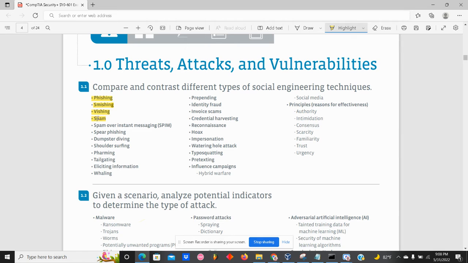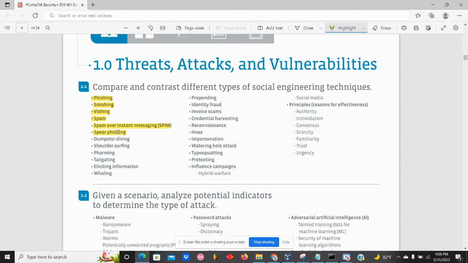Spam. Spam is email spam, essentially, and it may or may not contain anything malicious at all, or it might contain a lot of malicious stuff, which is usually phishing attacks. Spam over instant messaging is essentially the same as spam but using instant messaging.